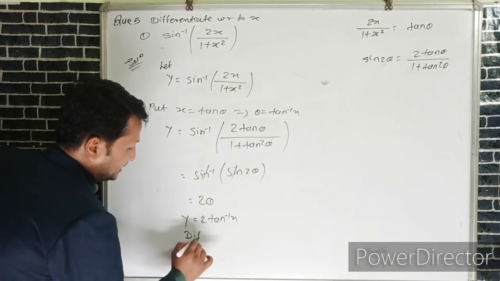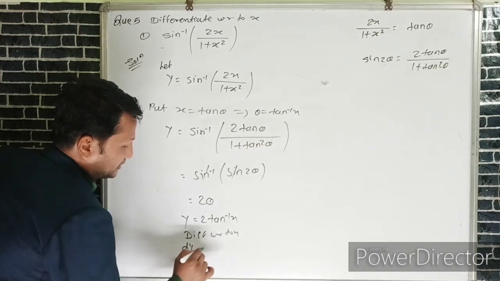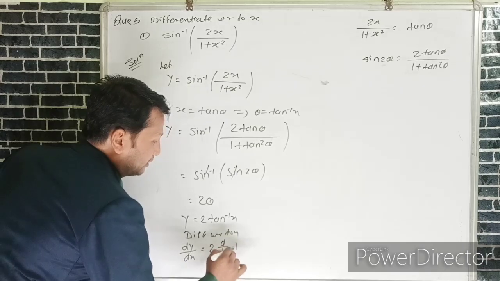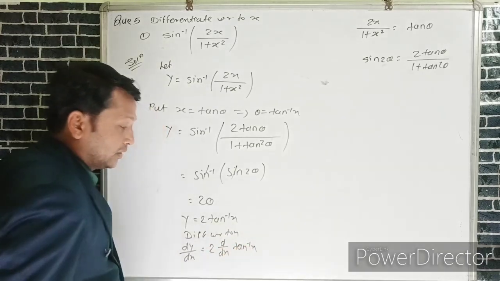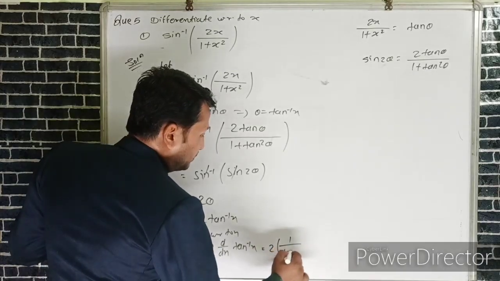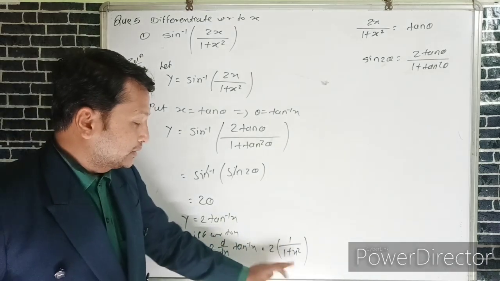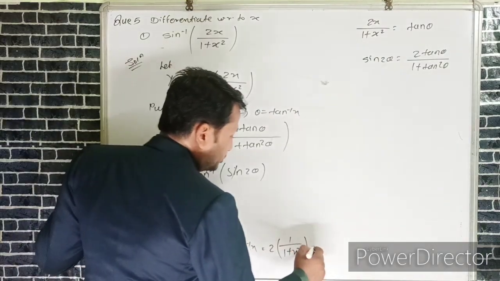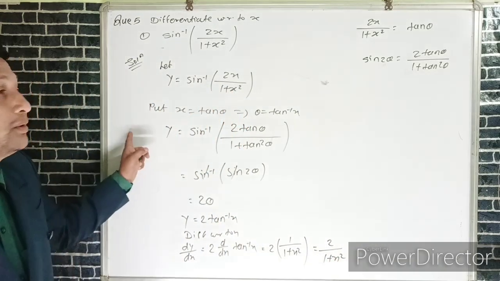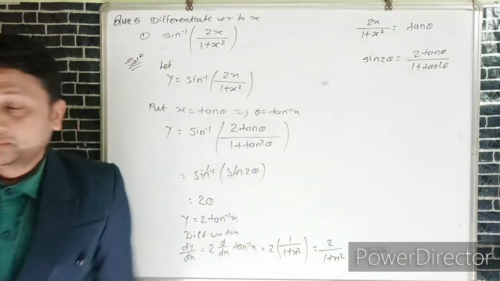If we differentiate with respect to x, we get the derivative of y, dy by dx. 2 is a constant, and we know that the derivative of tan inverse x is 1 upon 1 plus x square. Hence, we can write 2 into 1 is equal to 2 upon 1 plus x square, which is the required derivative of sin inverse of 2x upon 1 plus x square. Write it down.